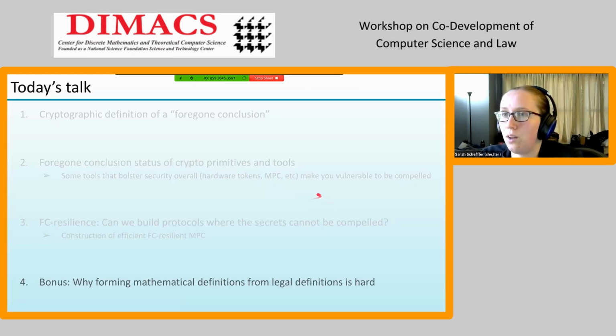Okay, so I've talked about the 3 things I said I was going to talk about, but I want to dwell a little bit more on this question of mathematical definitions from legal definitions, and this point that James was talking about, the interplay between these two.